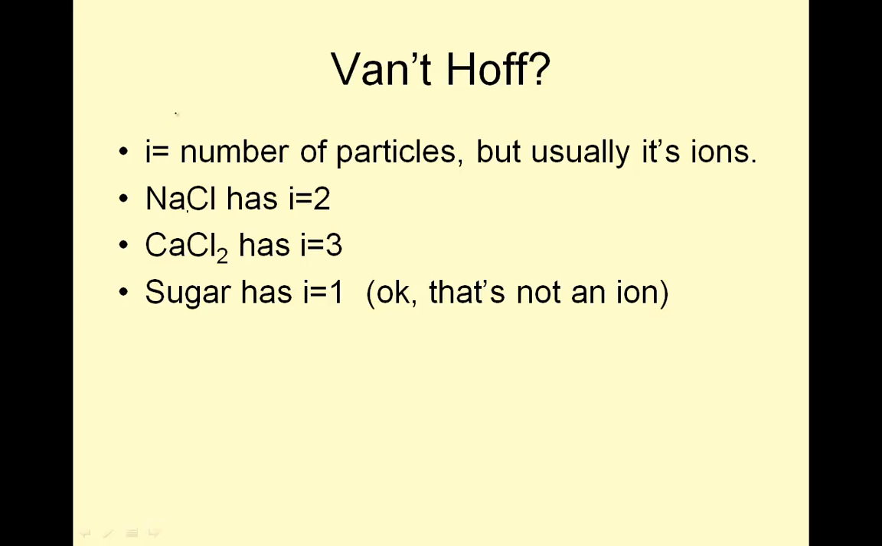NaCl has two. Look, there's one Na and one Cl, and that equals 2. Calcium chloride, 1 calcium, 2 chlorines, makes 3. Sugar has I equals 1. Okay, that's not an ion because sugar is C6H12O6 or something like that. Notice how it's not an ion, so it's going to be 1.